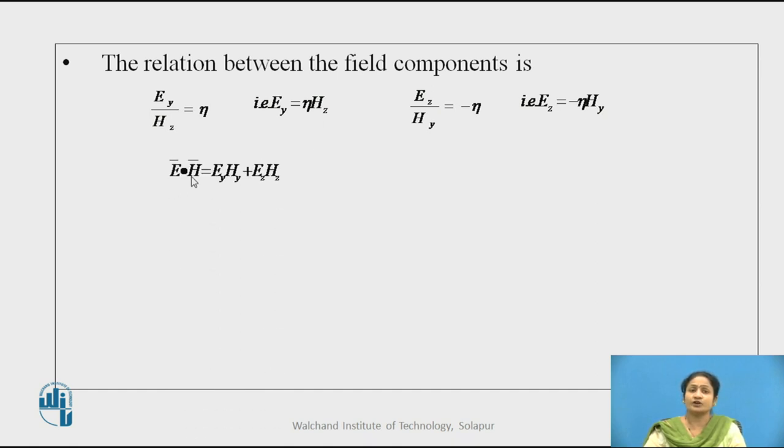Now, E dot H will be equal to Ey Hy in the y direction and Ez Hz in the z direction, the addition of those two. From this equation, we will substitute Ey as eta Hz, and from this equation, we will substitute Ez as minus eta Hy, which will reduce to this equation. There will be similar terms, that's why they get cancelled out and the resultant is 0.